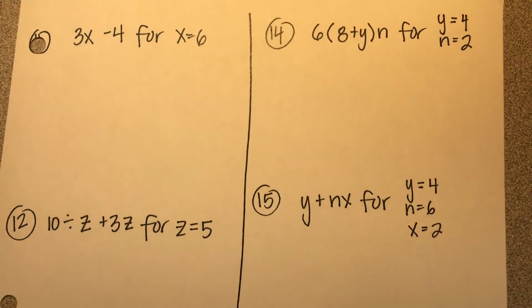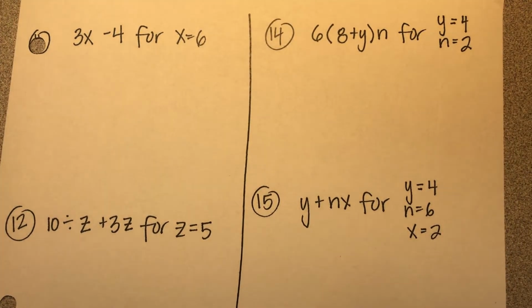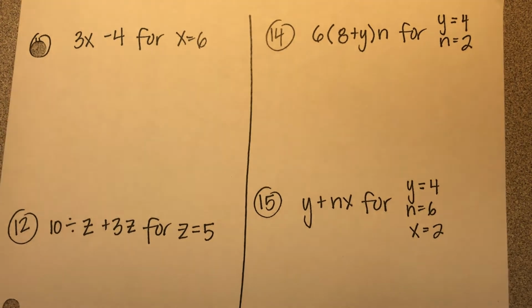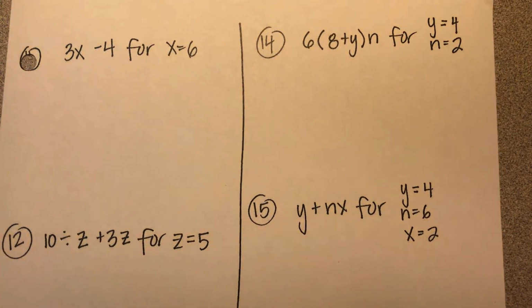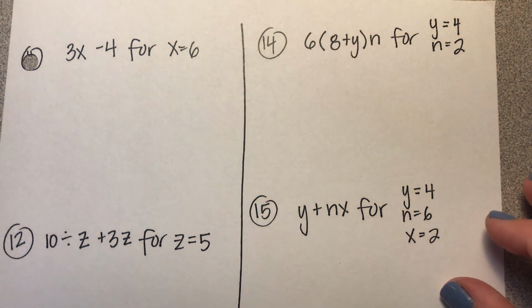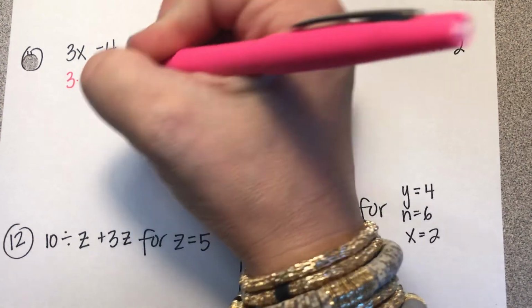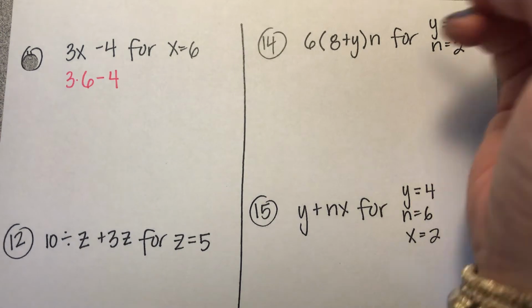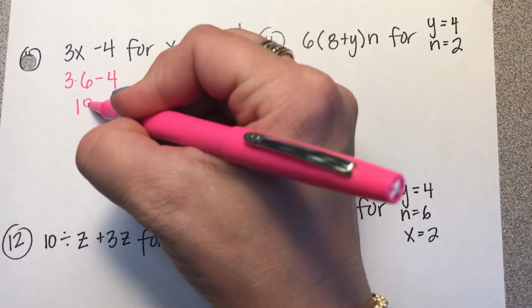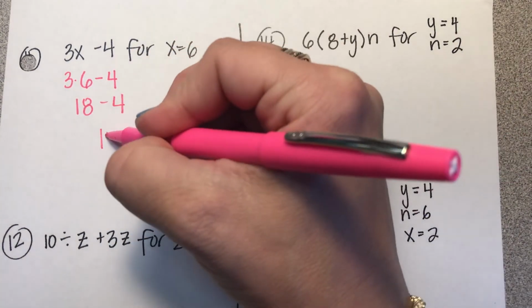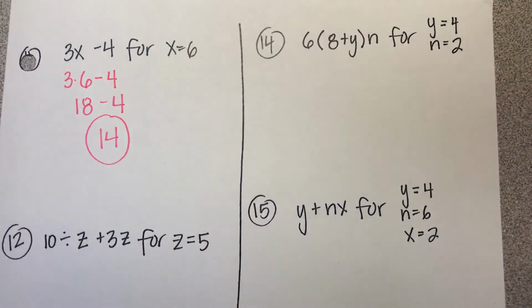So let's come over here, or flip your page over, and we'll talk about the next few. Okay, so on this one, we're doing 3x minus 4 for x is 6. So everywhere I see an x, I'm going to put a 6. So 3 times 6 minus 4. That's 18 minus 4 is 14.